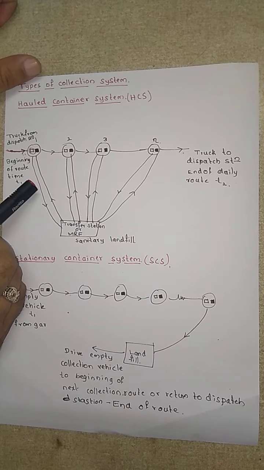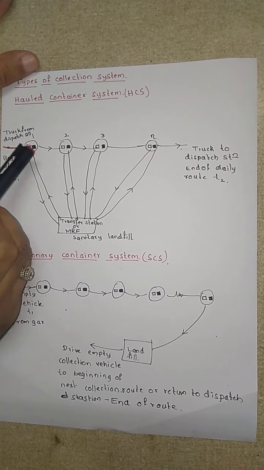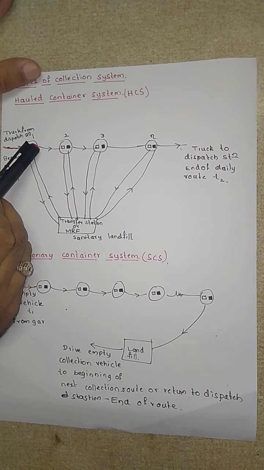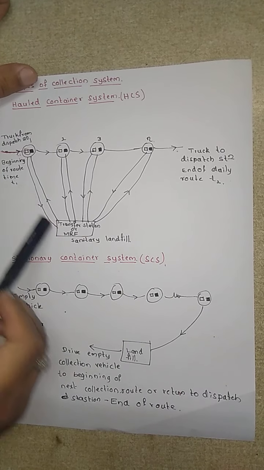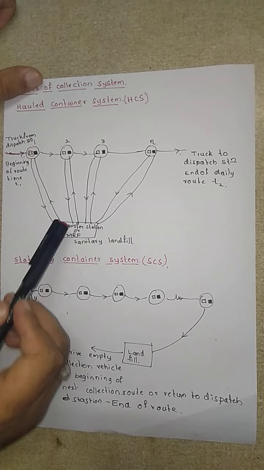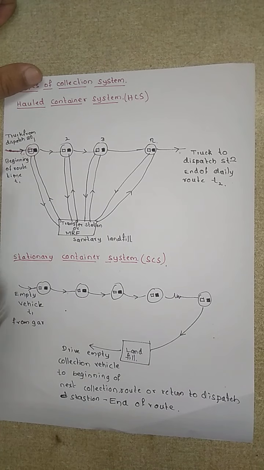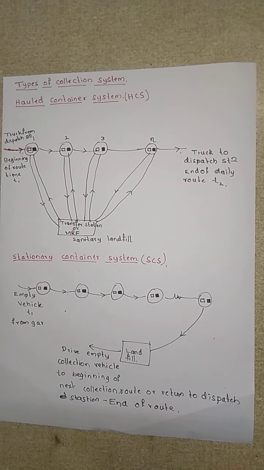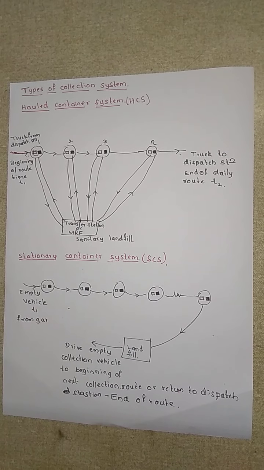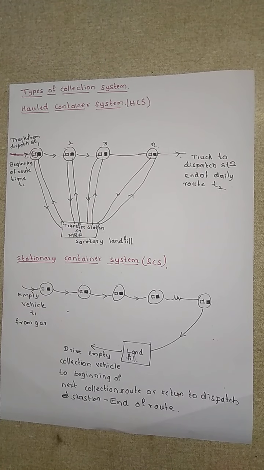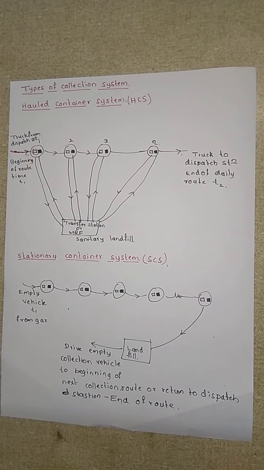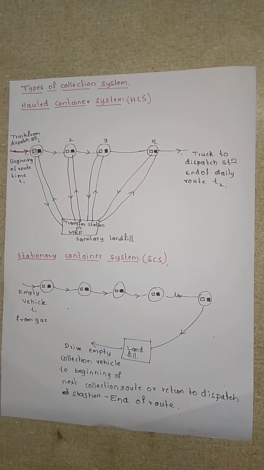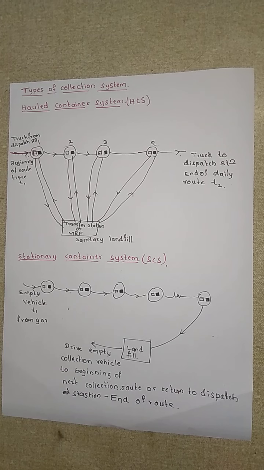Here, why we call this a hauled container system is that the container, whenever it is filled, is continuously in motion. It is coming to the disposal site, and then again it is going to be placed at the same place. So this is how it is in continuous motion. For that reason, we will be continuously moving it. So that is the reason why we call this particular system the hauled container system.